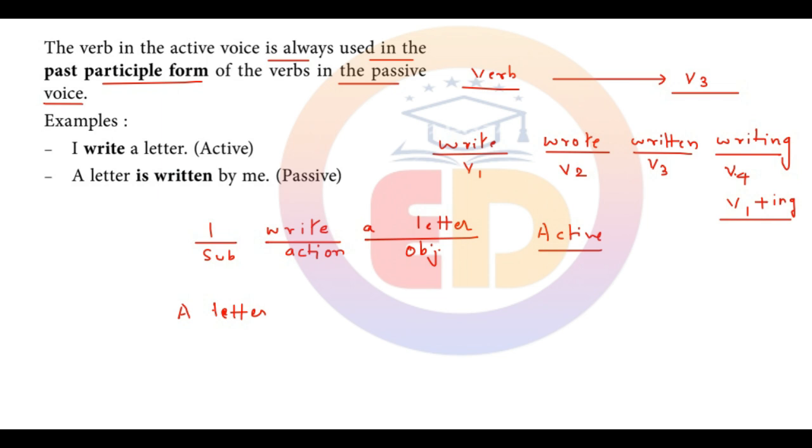So let us come back, convert this sentence to passive voice. My object will become the subject. A letter is singular, so I'll use the helping verb is. The verb write will become past participle, written.